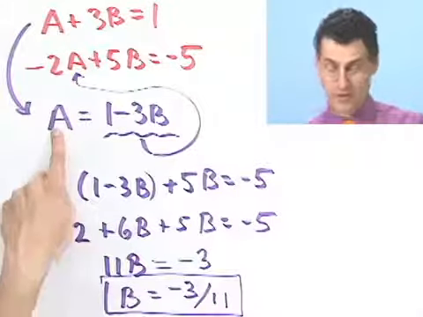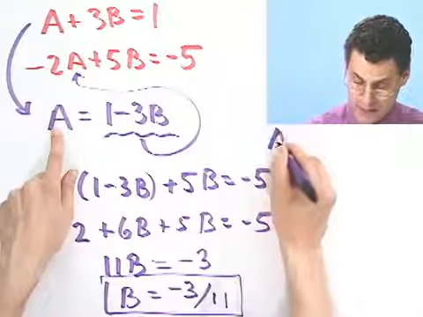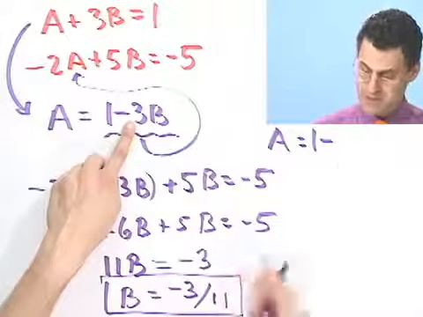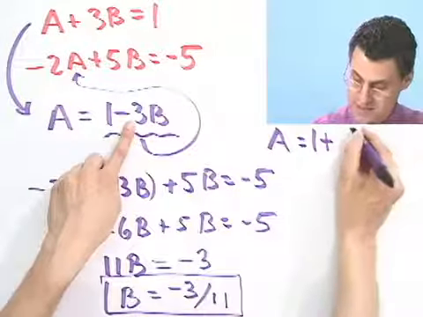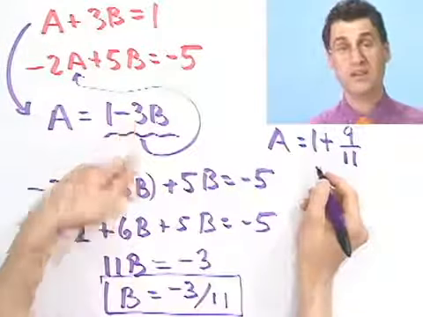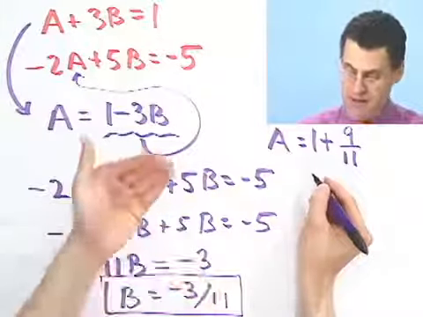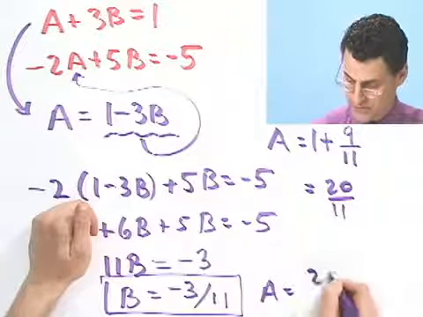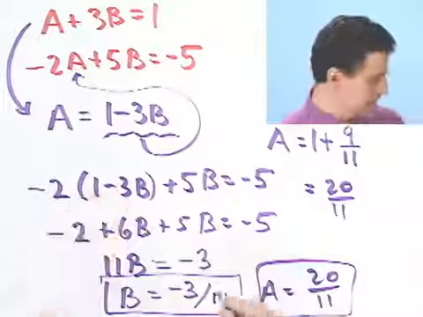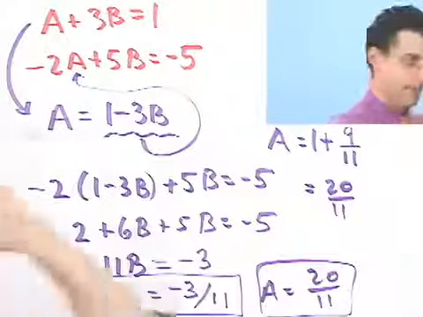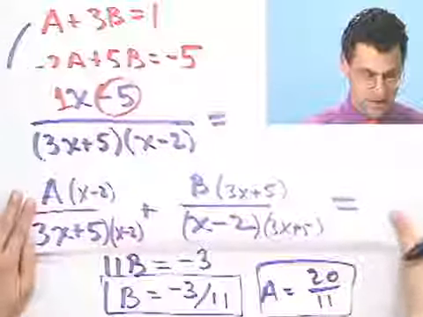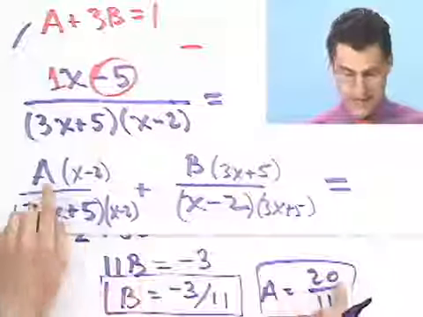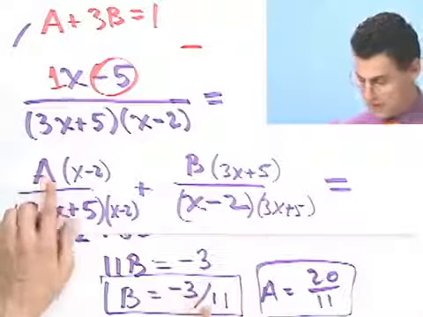What would A be? Well, I can go back to here and solve for A. A would equal 1 minus 3 times this. Well, a minus times a minus becomes a plus. 3 times 3 is 9 elevenths. 1 is 11 elevenths plus 9 elevenths. Looks like 20 elevenths. So A equals 20 elevenths. So what's the answer to the original question? The answer to the original question is A has to be 20 elevenths and B has to be minus 3 elevenths.